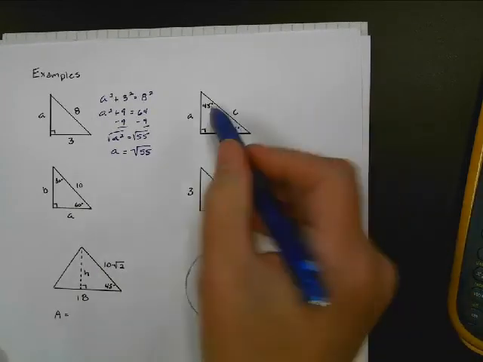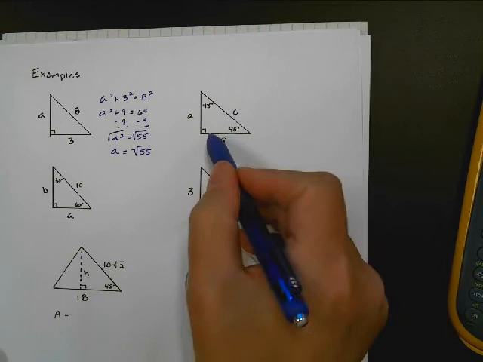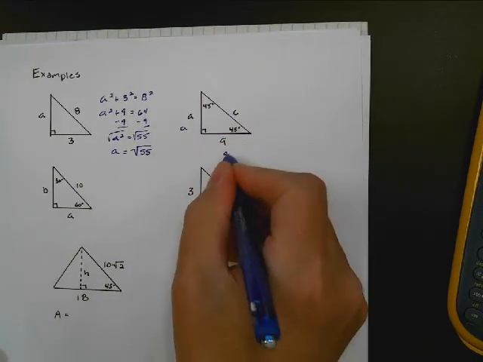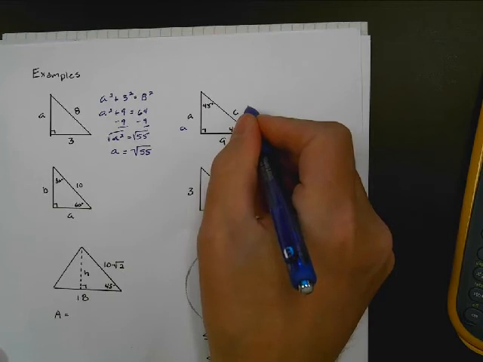Over here, this is a 45, 45, 90 triangle. So this is the pattern of a root 2.